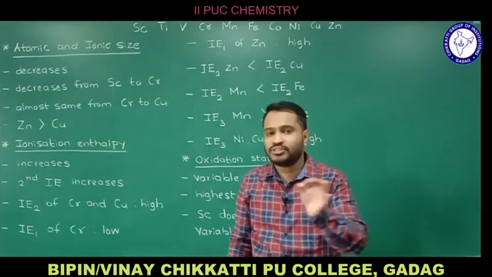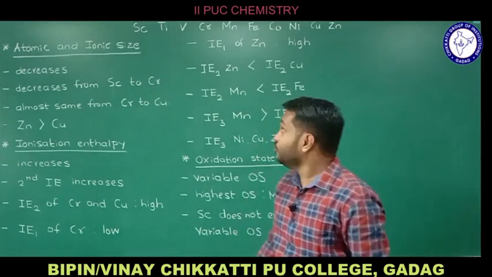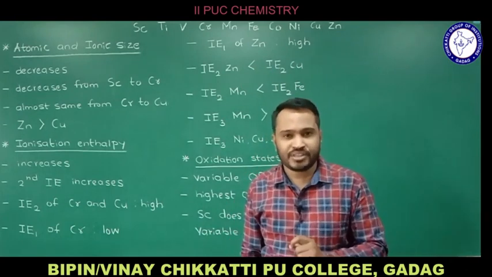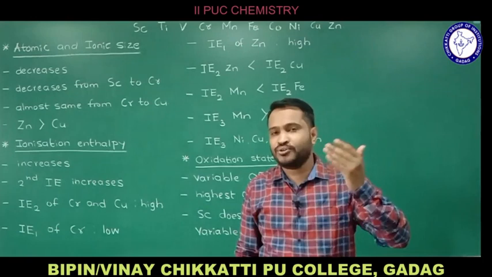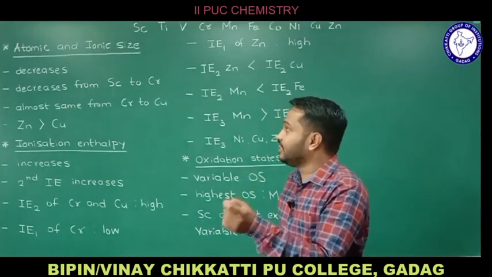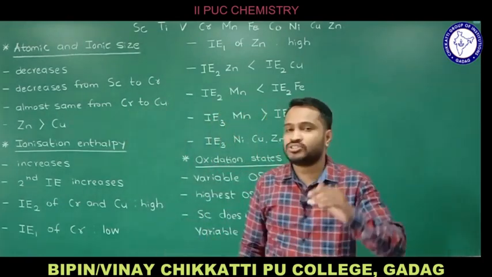They are almost the same, not exactly the same, they are almost the same. Even though from chromium to copper, the number of shells remains the same, the effective nuclear charge increases. Since effective nuclear charge increases, in general we think that the atomic size has to decrease, but in this case the atomic size will almost remain the same.